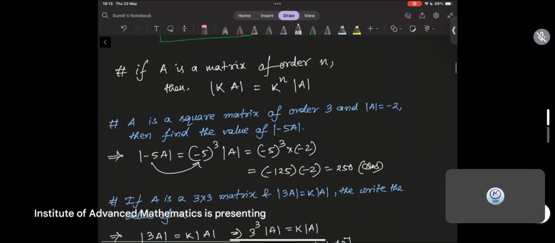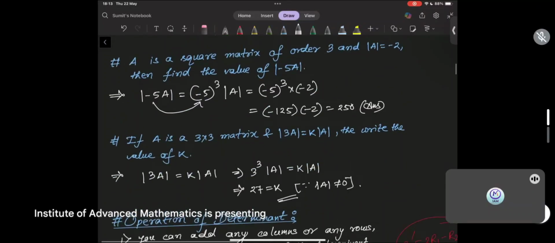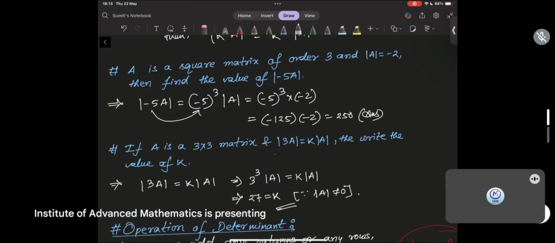Okay, next: if A is a 3 cross 3 matrix, determinant of 3A equals k determinant of A, then write the value of k. As usual, determinant of 3A means 3 cube determinant of A equals k into determinant of A. So we can see that k equals 3 cube, that is 27. Since determinant of A is not equal to 0, k will be 27 only.